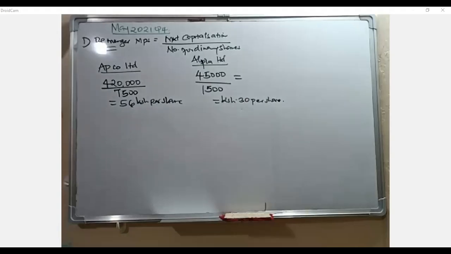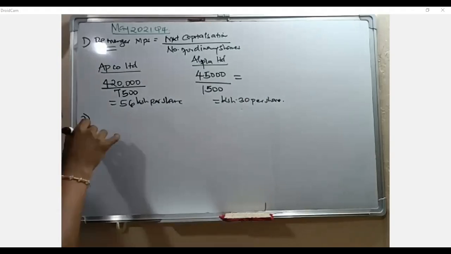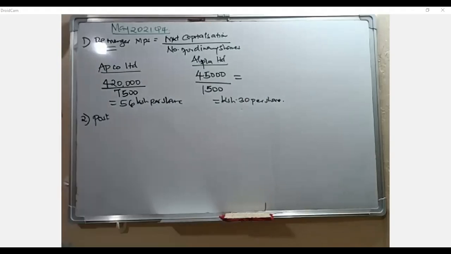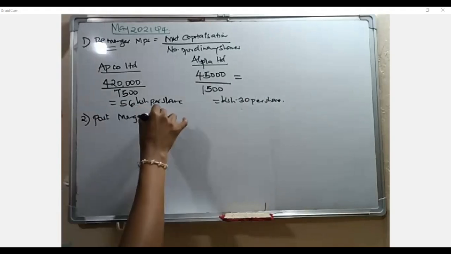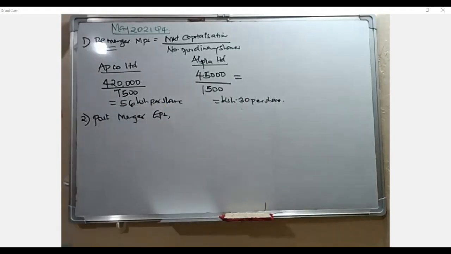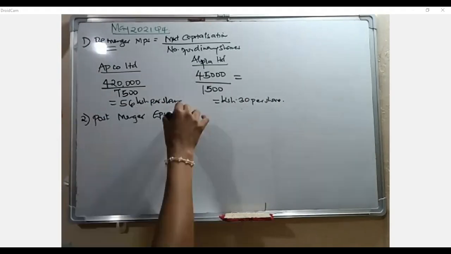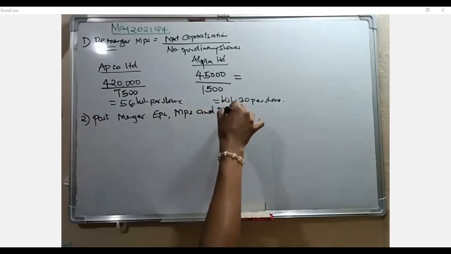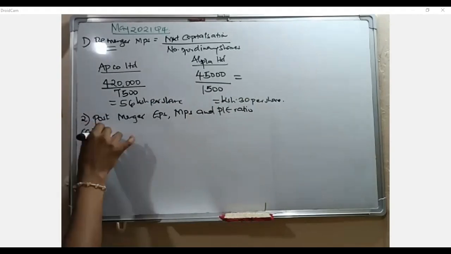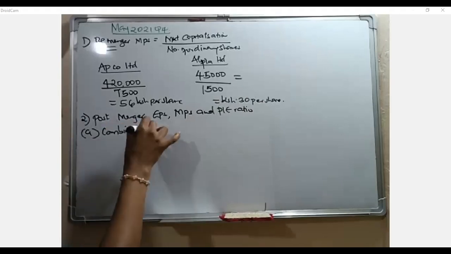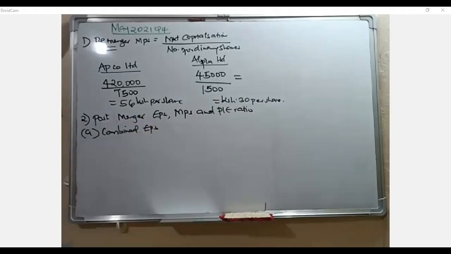Now, number two, I can see the examiner is asking you to calculate the post-merger EPS. He has also talked about the computation of post-merger market price per share and P/E ratio. So in this case, it means the first thing that I'm supposed to be computing here is to get the combined earnings per share.